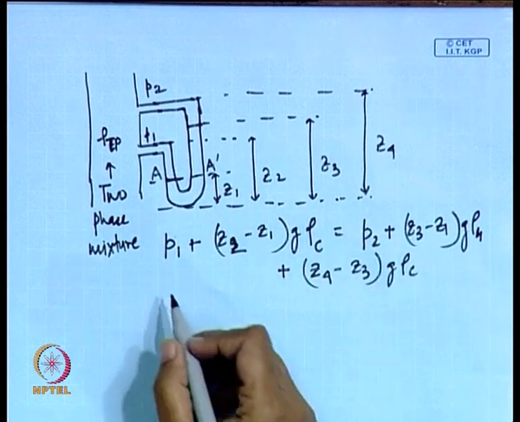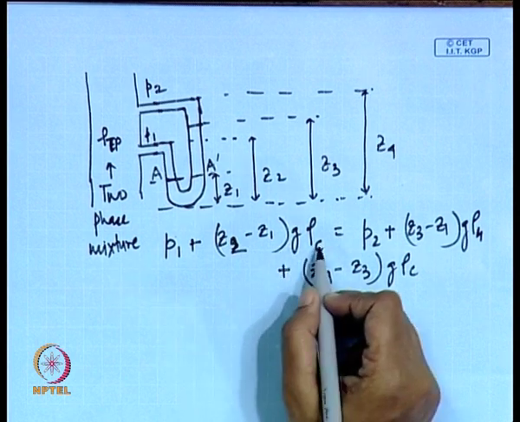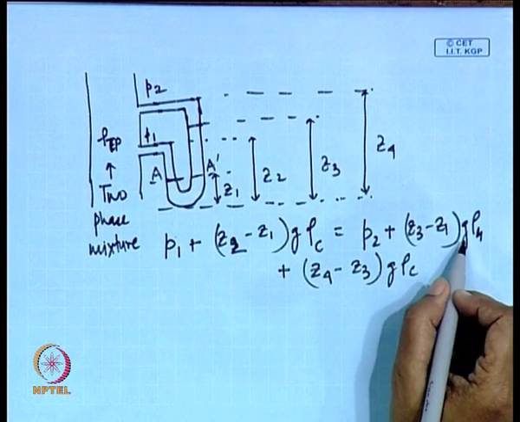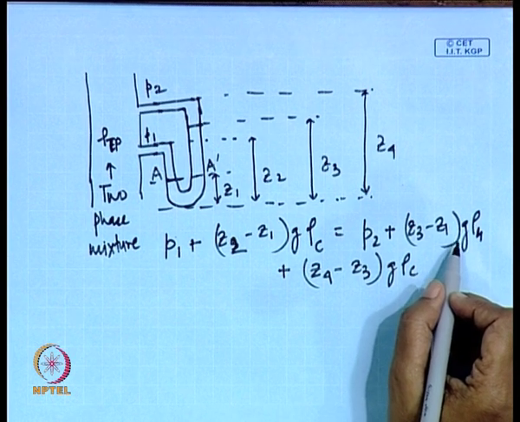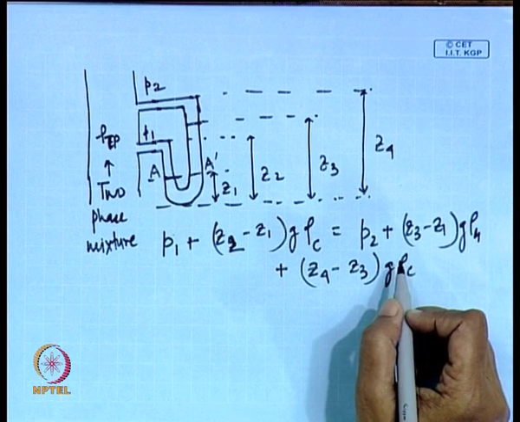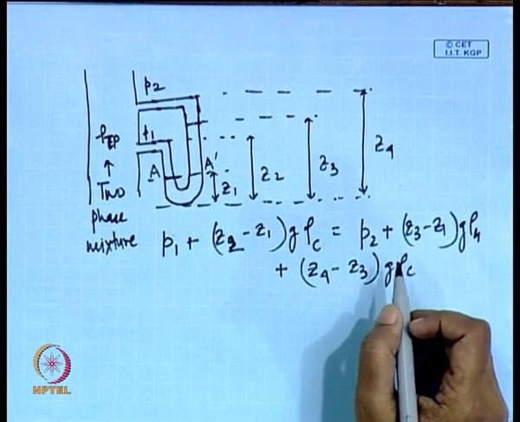Just let me check up. This is P1 plus Z2 minus Z1 G rho C. This is equal to P2 plus Z3 minus Z1 G rho M plus Z4 minus Z3 G rho C. Is it Z4 minus Z3? Yeah, it's all right. Okay.